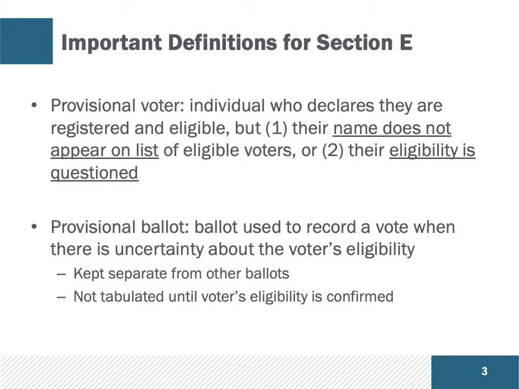Let's first define a couple of important terms. Provisional voters are people who state they're eligible and want to vote in the election, but either their name can't be found on the official voter lists for the polling site or their eligibility is questioned. Examples of reasons for questioning a person's voting eligibility could include lack of a qualifying ID or a non-matching signature. The Help America Vote Act, or HAVA, states that provisional voters must be allowed to record their votes on a provisional ballot while their eligibility is investigated. These provisional ballots are kept separate from regular ballots, and they're not tabulated until it's confirmed that the voter is eligible to vote.